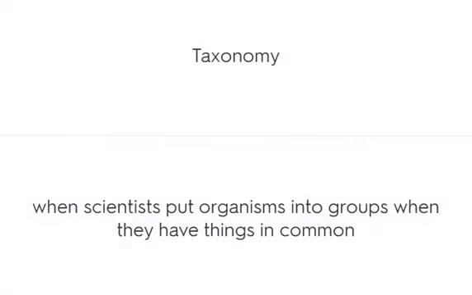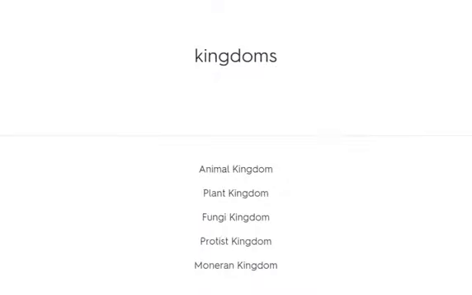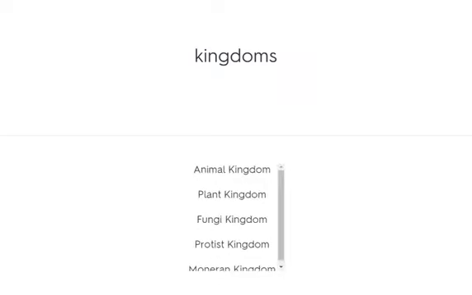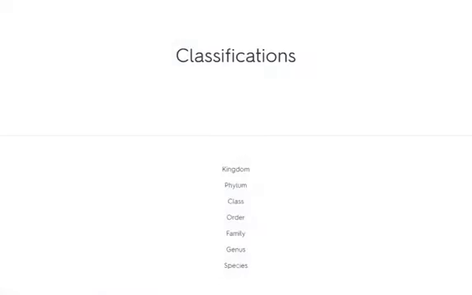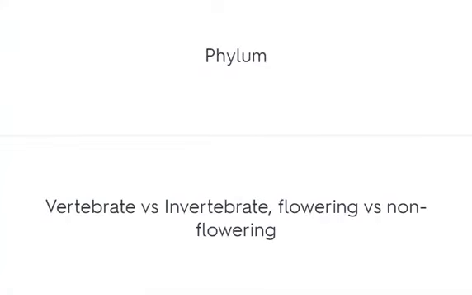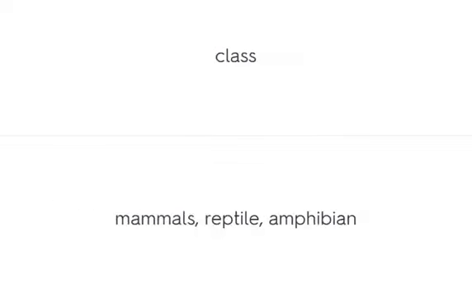Taxonomy, when scientists put organisms into groups when they have things in common. Kingdoms: animal kingdom, plant kingdom, fungi kingdom, protist kingdom, monera kingdom. Classifications: kingdom, phylum, class, order, family, genus, species. Phylum: vertebrate versus invertebrate, flowering versus non-flowering. Class: mammals, reptile, amphibian.